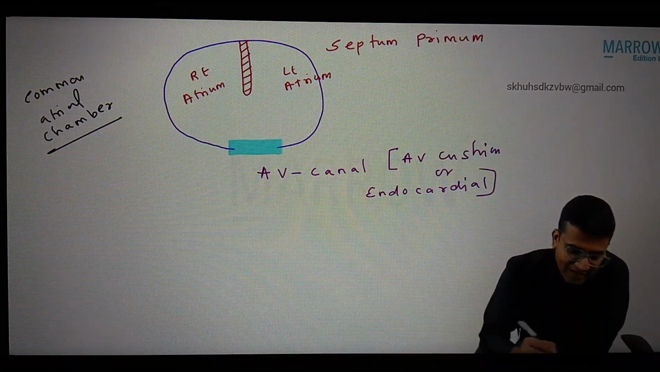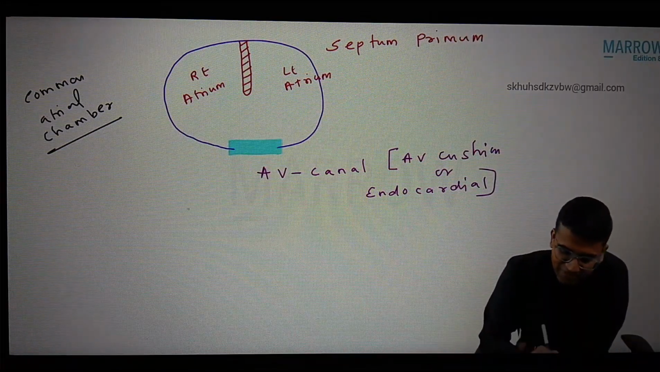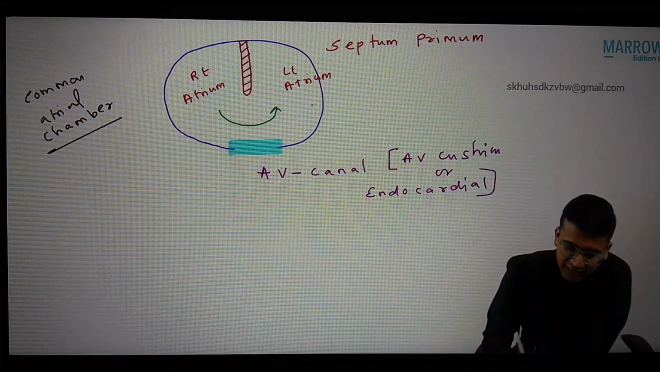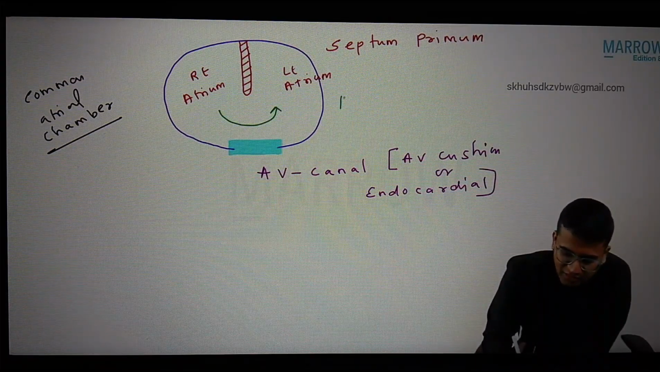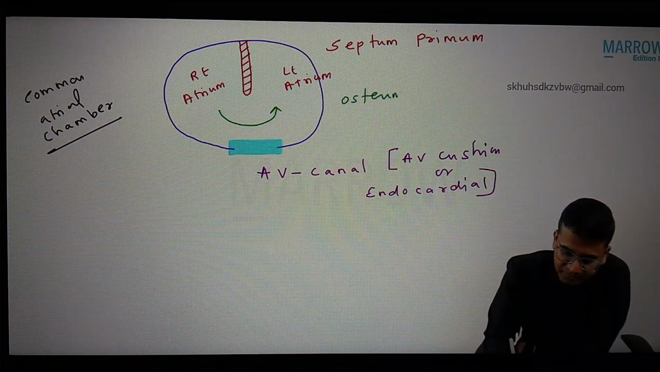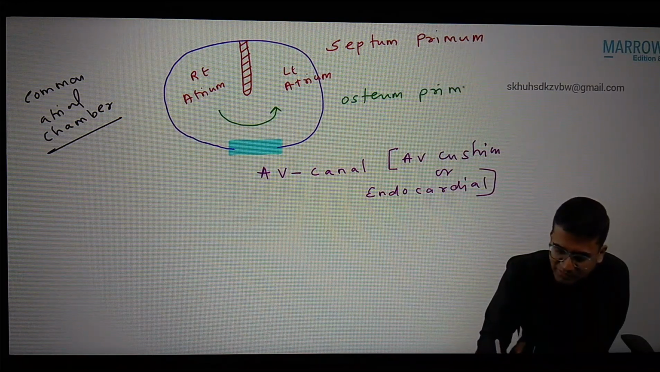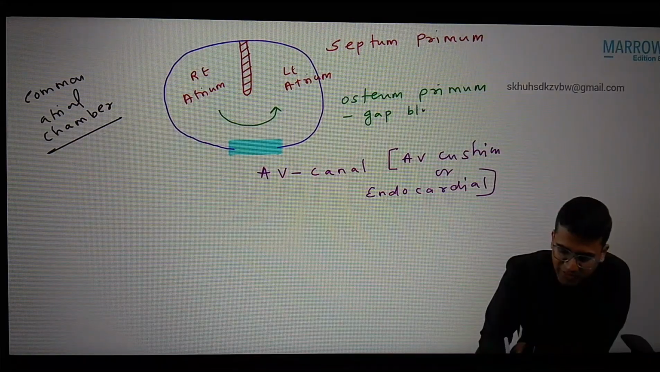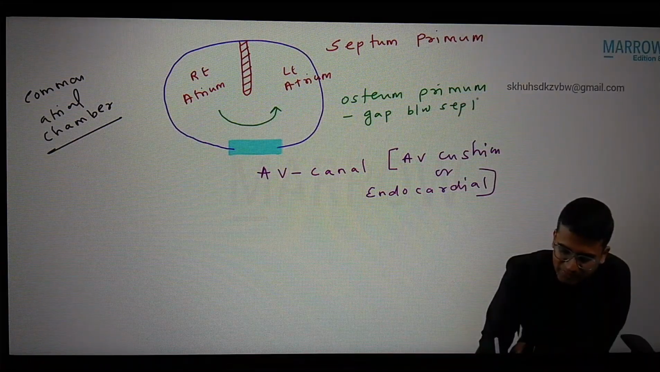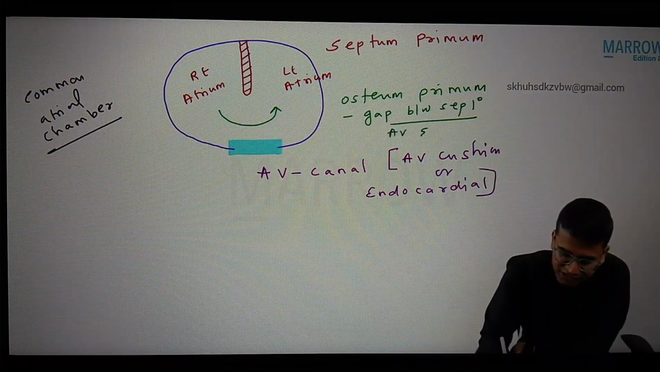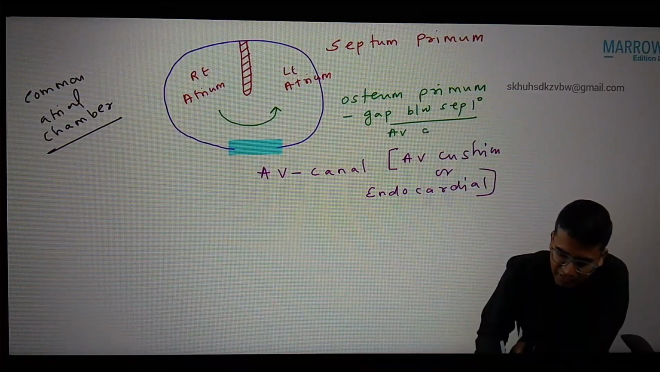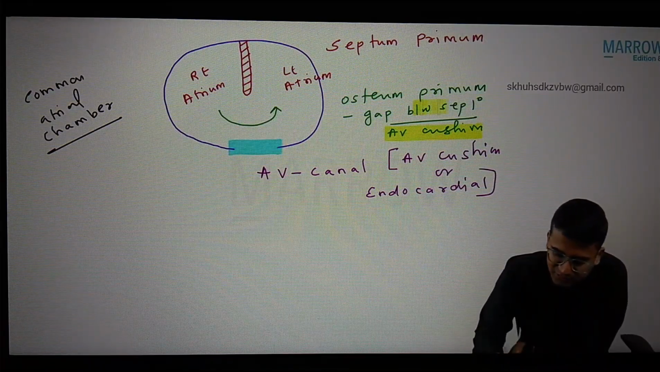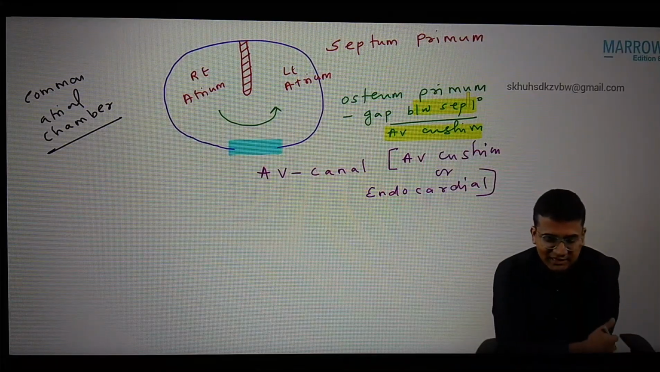Okay. Now we have a gap between the septum primum and the AV cushion. This gap is called the ostium primum. So ostium primum is a gap between septum primum and AV cushion, or endocardial cushion. Shall we proceed? Yes.